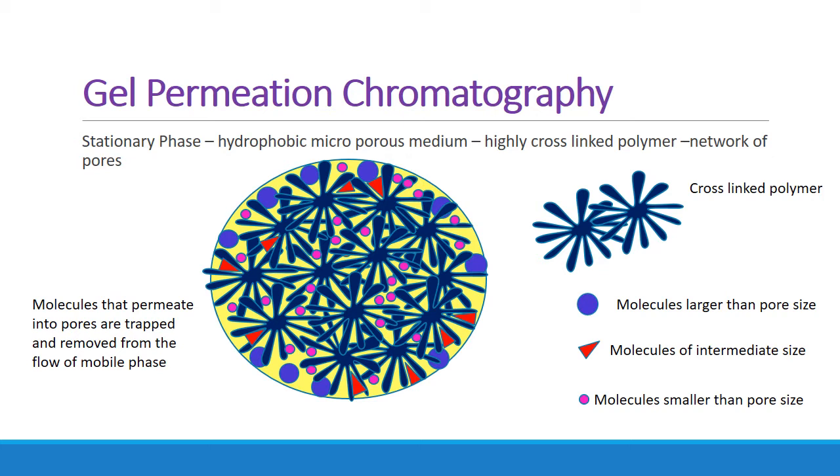As can be seen from the image, the blue colored sphere represents these analytes. The red triangular shape represents molecules of intermediate size. These permeate into the gel partially. The extent to which they permeate may depend upon both their size and shape. Analytes that are smaller than the pore size permeate into the pore very easily, and the pink colored sphere represents such analytes. As can be seen, they are trapped in the micropores.